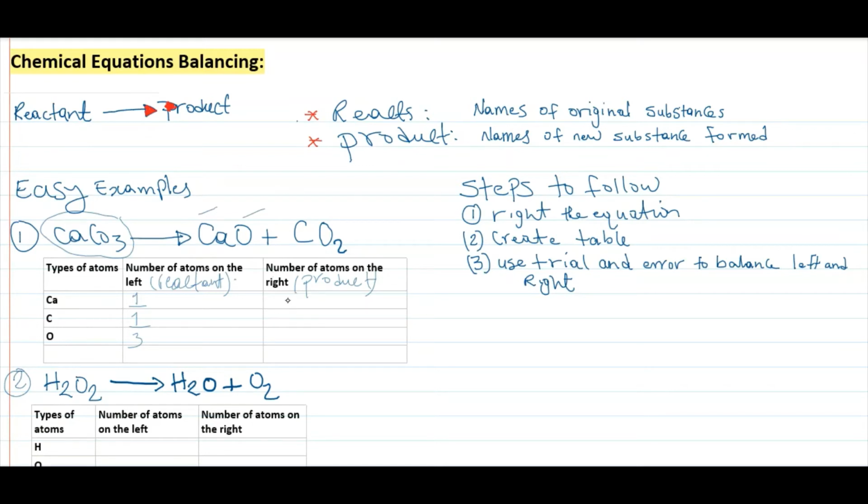Let's see how many calciums are on the right-hand side. There's only 1, and it's bonded in calcium oxide. How many carbons? There's only 1 in carbon dioxide. And how many oxygens? There's 1 in calcium oxide and 2 in carbon dioxide, so there's a total of 3. That means the left calcium equals the right calcium, the carbon equals the carbon, and the oxygen on the reactant side equals the oxygen on the product side. So this equation is balanced.